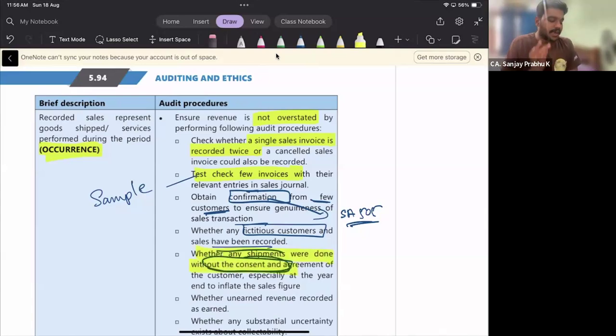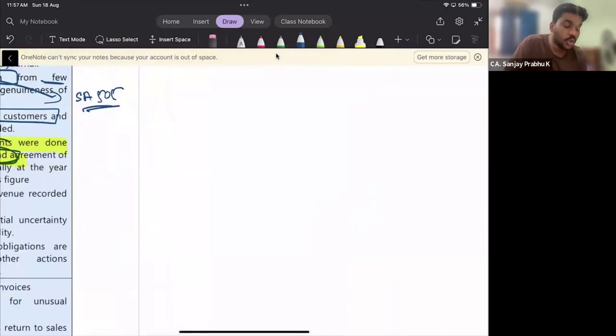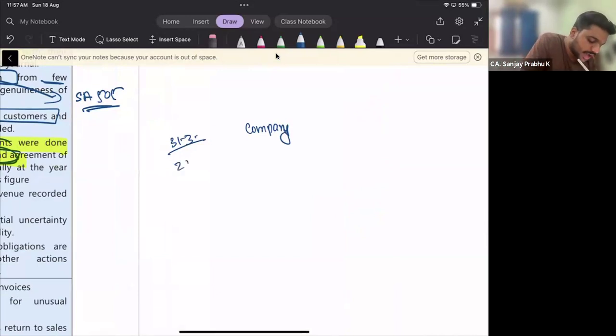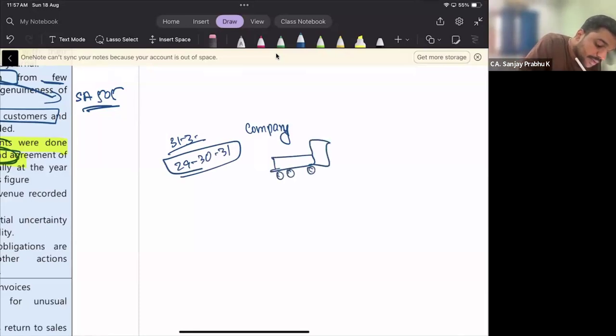What do you mean by this point? See, I will explain to you. See, what happens is, what these companies will do in order to achieve their targets. See, this is my company. This company, in order to achieve the target, as on 31st March, they have to achieve some kind of target, but they are very far behind the target. They want to somehow achieve this target. What these companies will do is, on 29th, 30th or 31st March, one week before the year end, they will send the goods even before the purchase order.